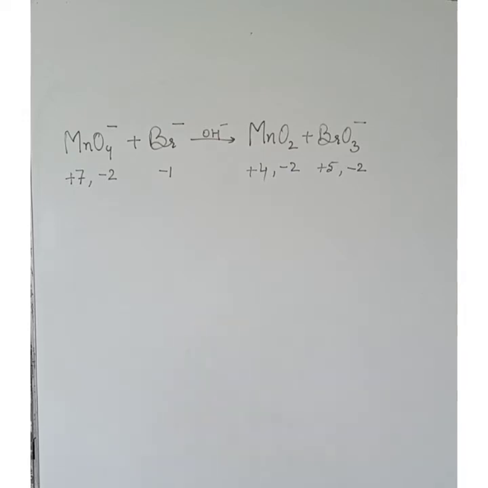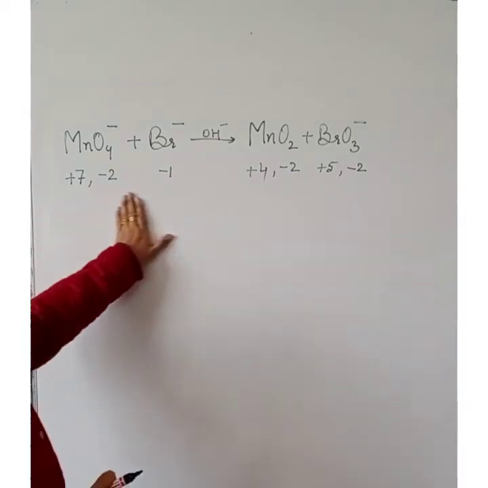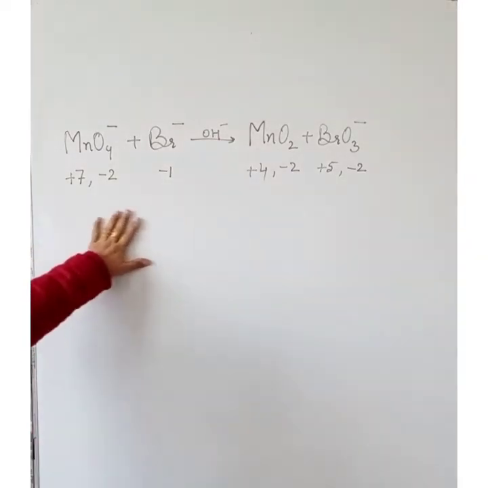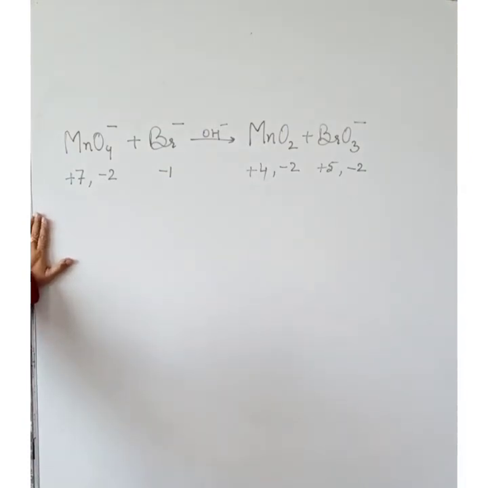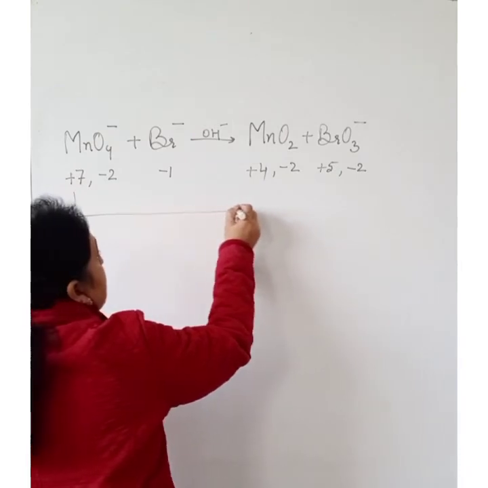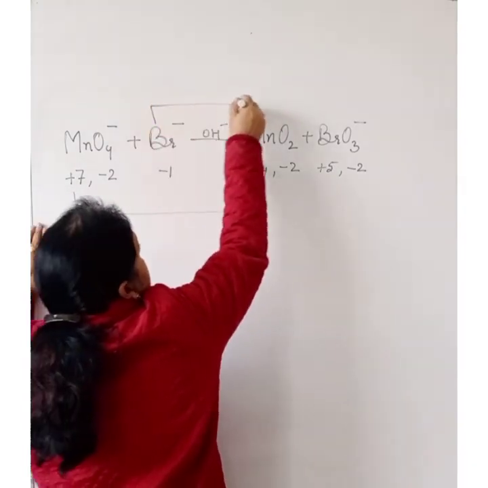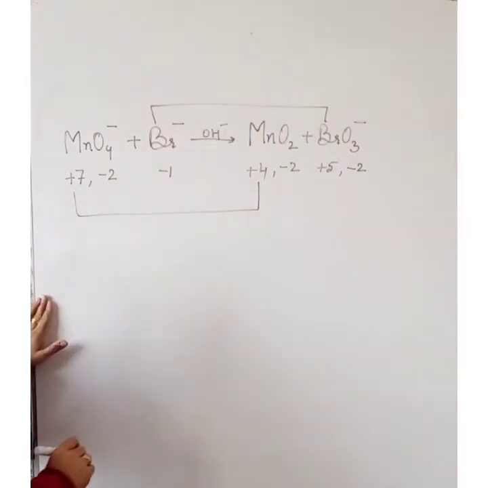Now this is our skeletal equation and we have written down the oxidation number of all the elements below. Now identify the elements undergoing change and connect those. So we are connecting it. Find out the change in oxidation number. Plus 7 is changing into plus 4.